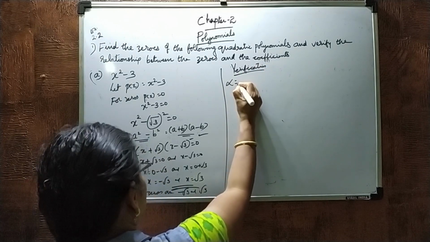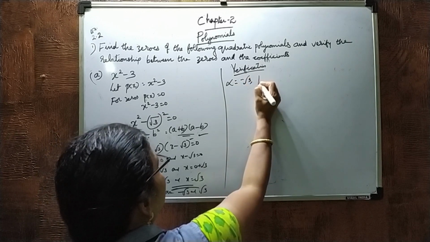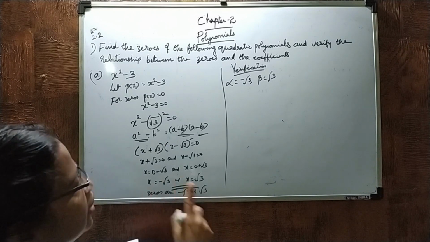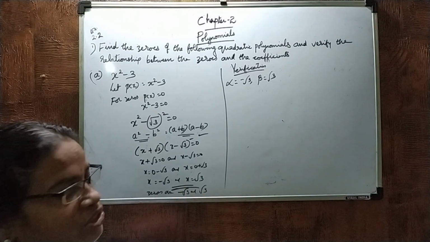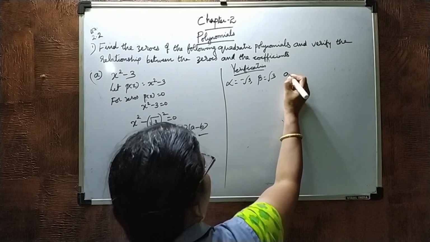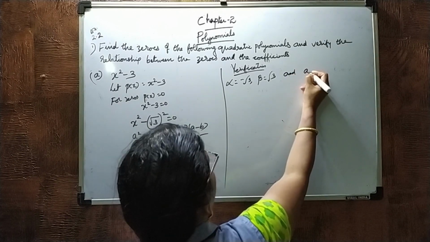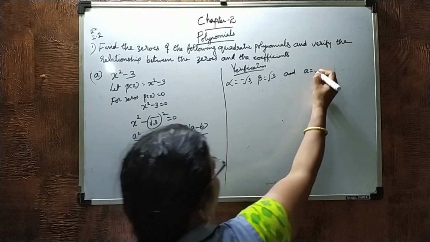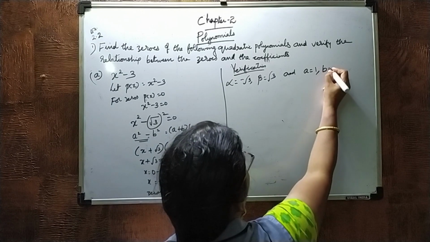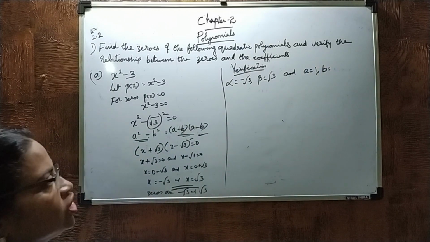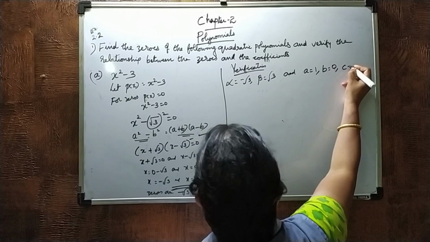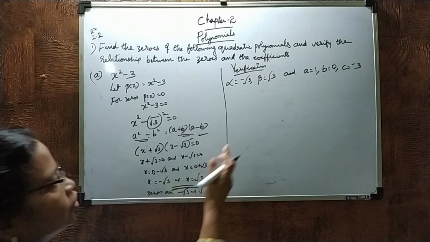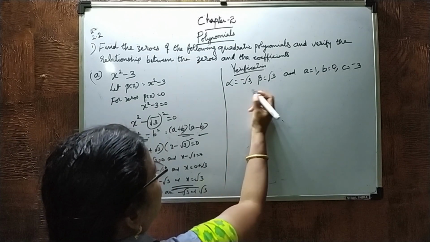Alpha is equal to negative root 3 and beta is equal to root 3. Now what is the next step? You have to find out a, b and c. So a is equal to 1, since the coefficient is 1 when nothing is written. What about b? It is not given, so b is equal to 0 and c is equal to negative 3. It is negative.